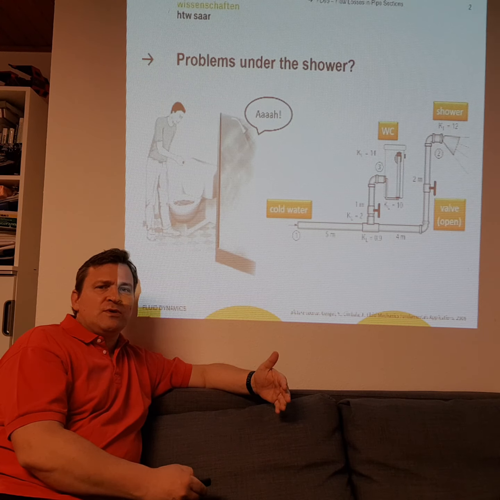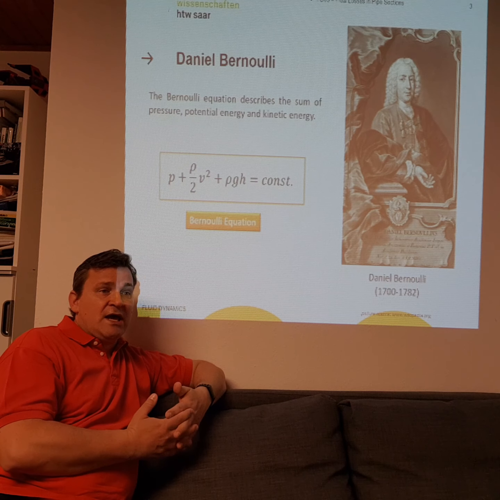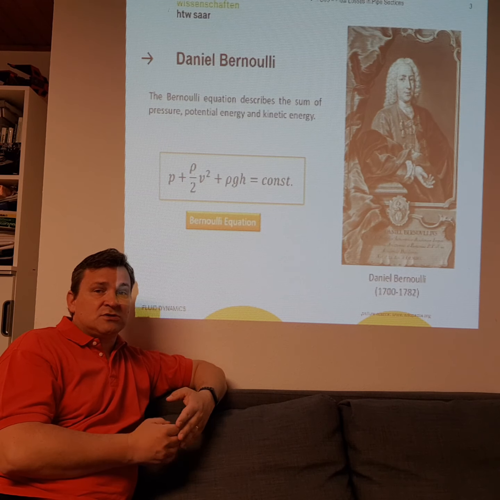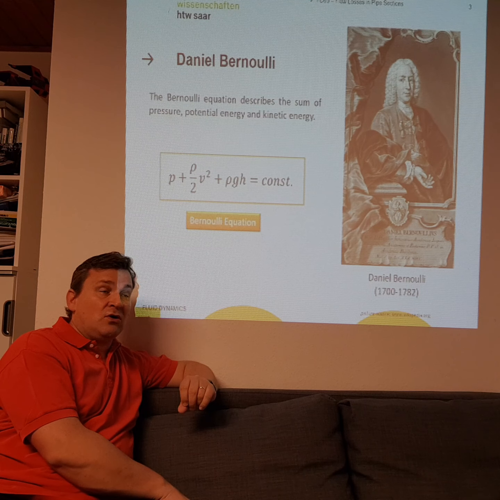So we come to the very famous law of Daniel Bernoulli. He lived from 1700 to 1782, and he was a famous scientist who discovered a lot of laws in fluid flow and in physics, and he described a lot of these laws with mathematical formulations. And here you see the most famous Bernoulli's law.